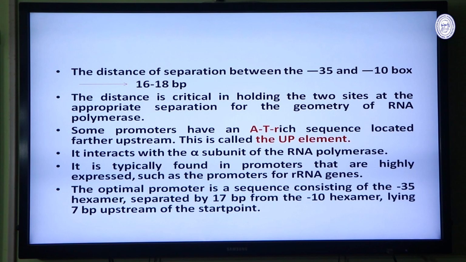So, I have already explained that. What is the definition of the optimal promoter? The optimal promoter is a sequence consisting of the -35 hexamer separated by 17 base pairs from the -10 hexamer, lying 7 base pairs upstream of the start point. So, this is the definition of the optimal promoter.